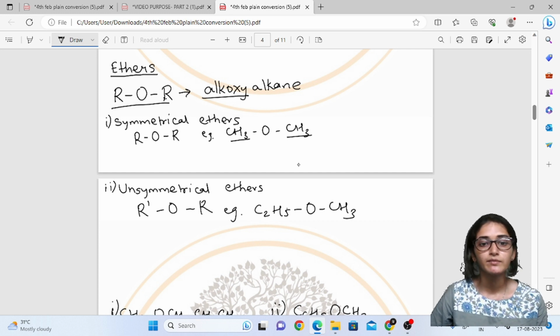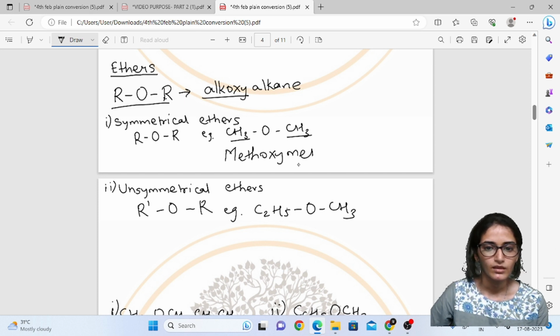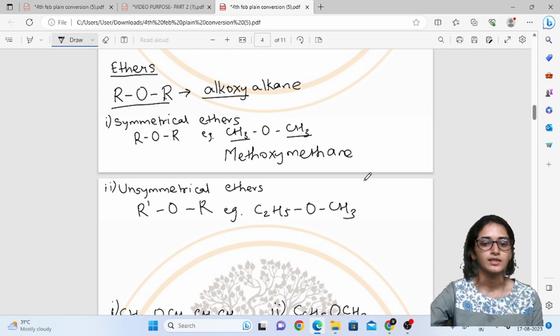Now how to name this ether? Here, how to name the ethers? As I said, alkoxyalkane is the IUPAC name given to ethers. So according to this name, what will be the name of this ether? Alkoxyalkane. Here there is a methyl group, so the name will be methoxymethane. Now this is a simple ether, methoxymethane.